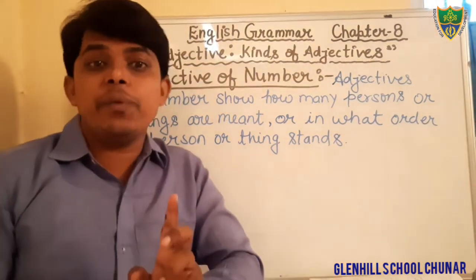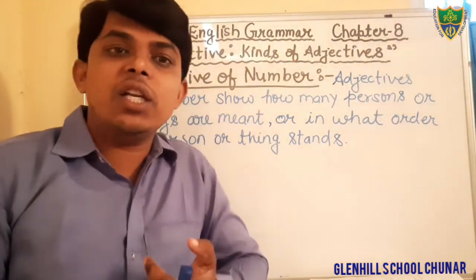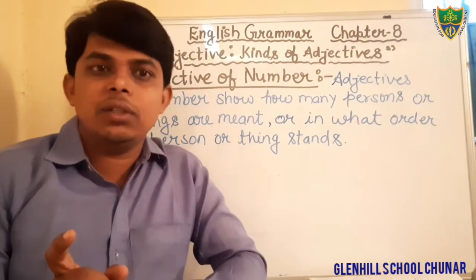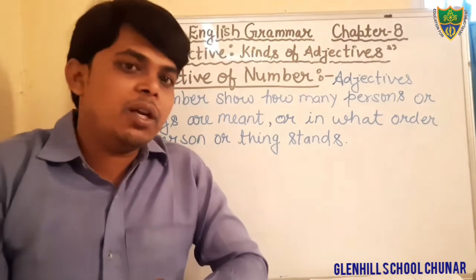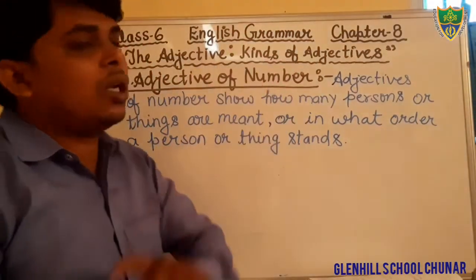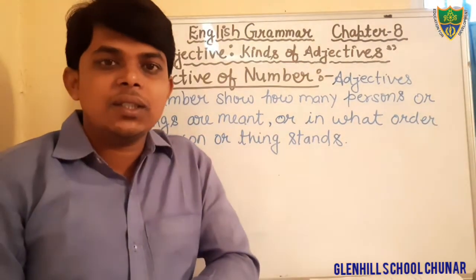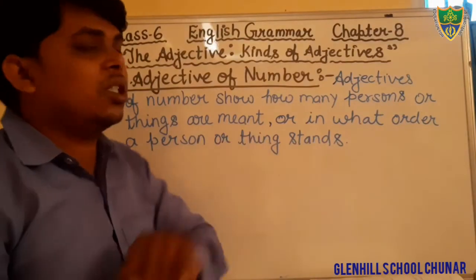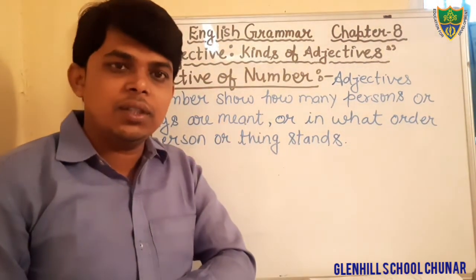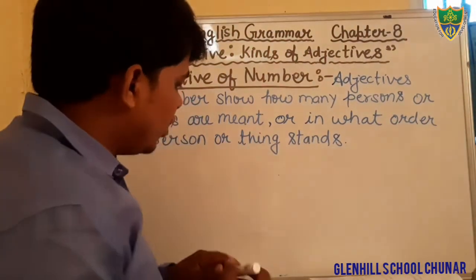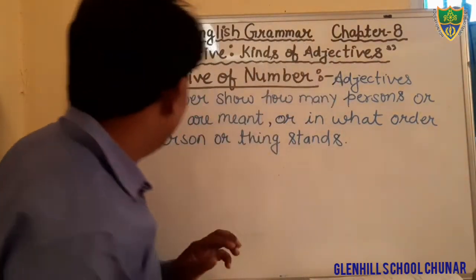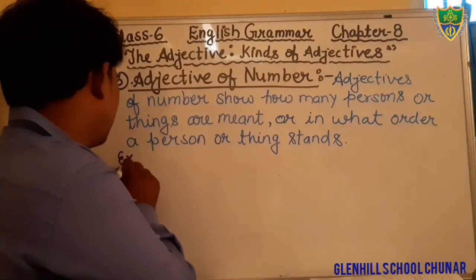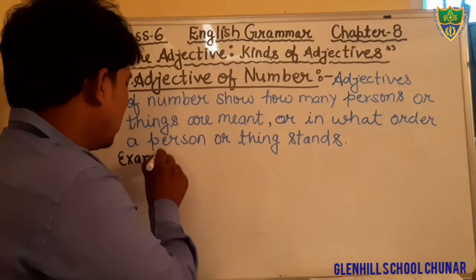It shows how many. Dear students, in quantity you have read how much. Okay, how much of a thing is meant. But here, how many persons or things are meant. Okay, or in what order the person or thing stands. Okay. So just write down an example. Example we will discuss.